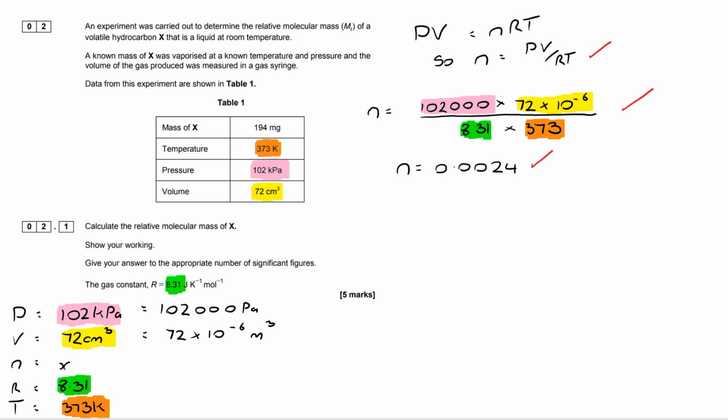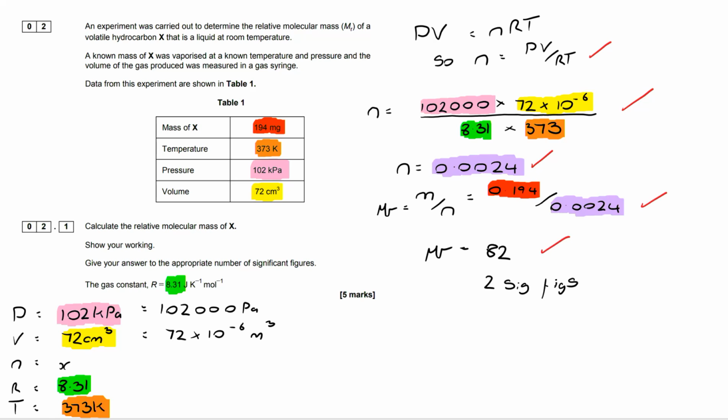Now, we want to know the relative molecular mass. So we're going to use n = m over Mr. We're going to rearrange it so that Mr is m over n. Now, my mass, again, you can see I've taken it from the table, 0.194. I have remembered to convert my milligrams to grams, another common, easily missed part of the question. That then takes us through to an Mr of 82.